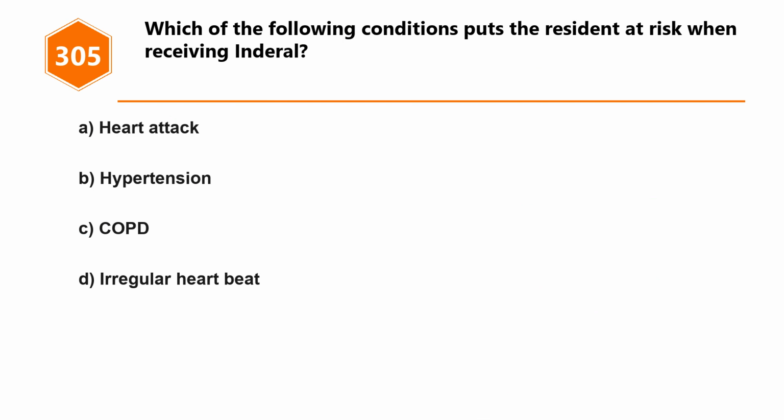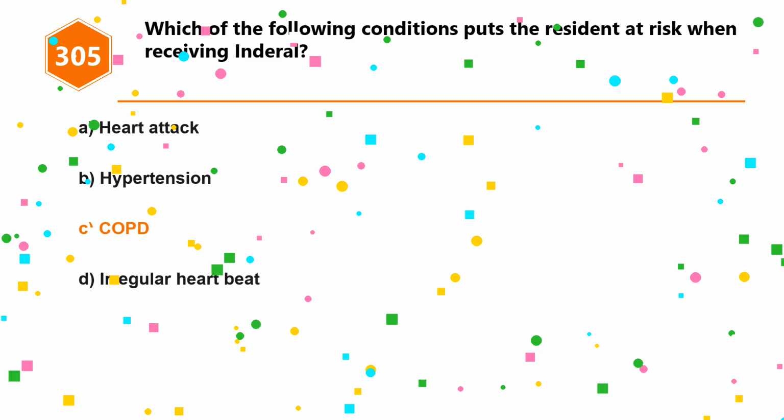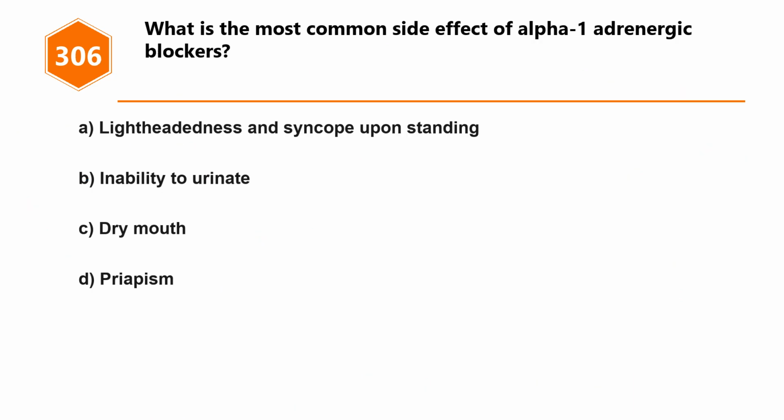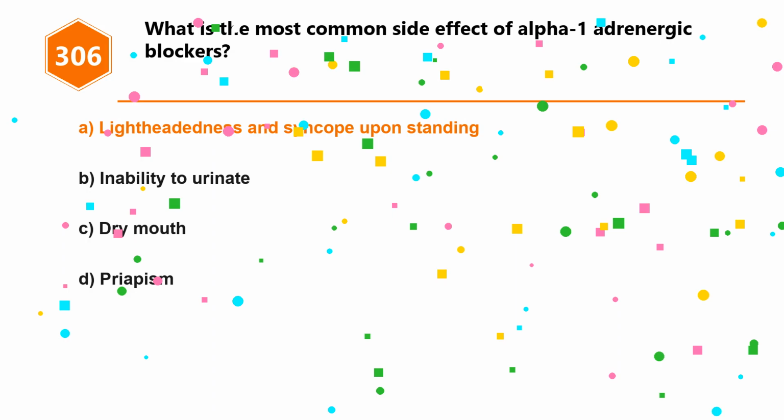Question 305. Which of the following conditions puts the resident at risk when receiving Inderal? Option A, heart attack. Option B, hypertension. Option C, COPD. Option D, irregular heartbeat. The correct answer is option C, COPD. Question 306. What is the most common side effect of alpha-1 adrenergic blockers? Option A, lightheadedness and syncope upon standing. Option B, inability to urinate. Option C, dry mouth. Option D, priapism. The correct answer is option A, lightheadedness and syncope upon standing.